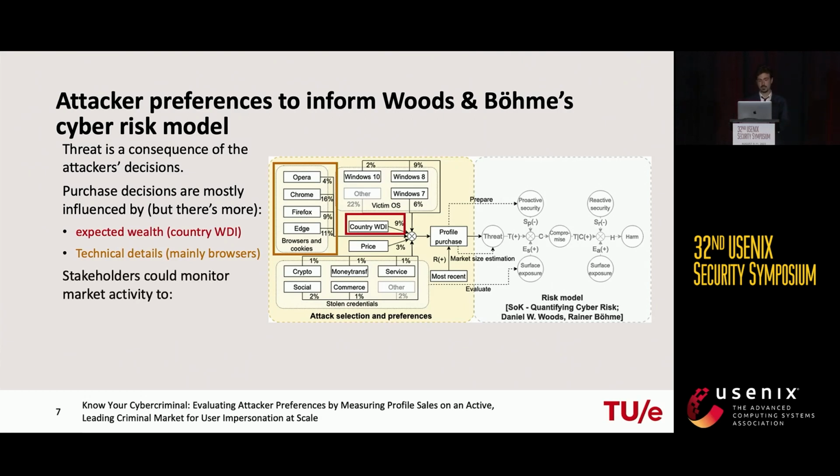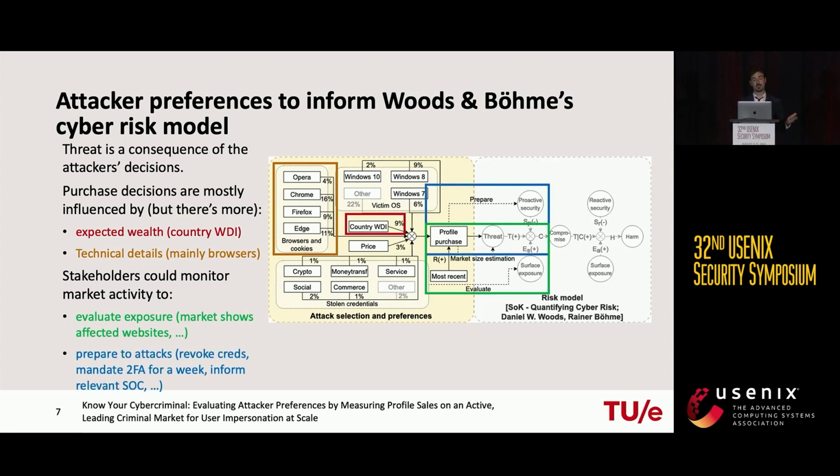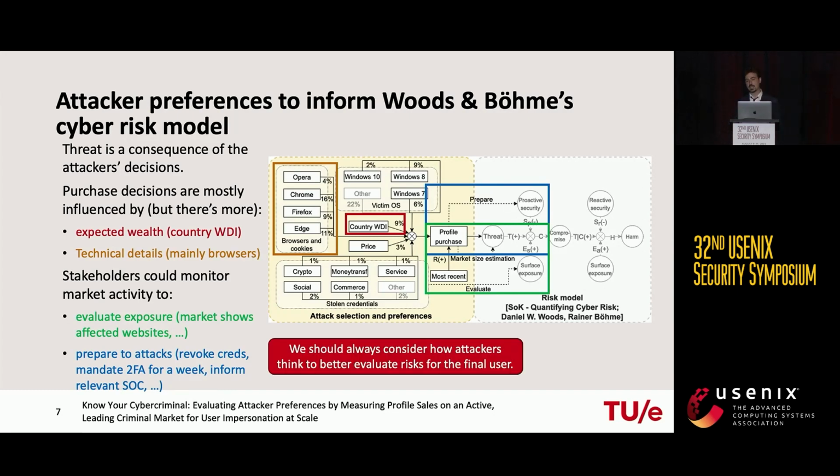Putting our findings into a risk model also allows stakeholders to monitor market activity and to evaluate their exposure. From the market, you can look up if there is any profile that contains credentials for any of your websites or infrastructure, for example. Stakeholders could also better prepare for attacks by revoking credentials, mandating two-factor authentication for a week, or informing the relevant SOC. So this is an example of how important it is to understand how attackers choose their victims, to better protect end users.